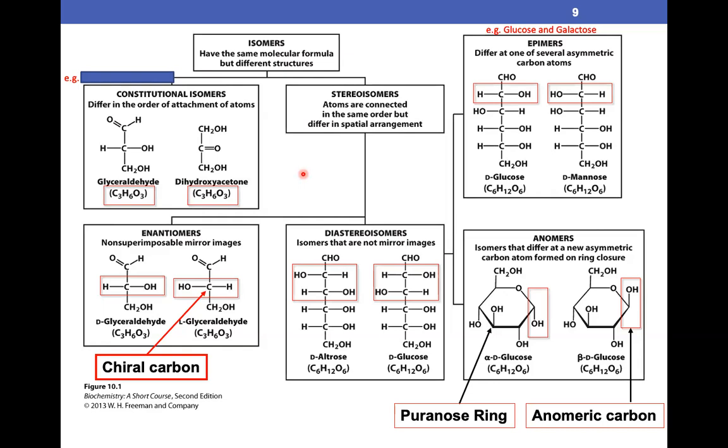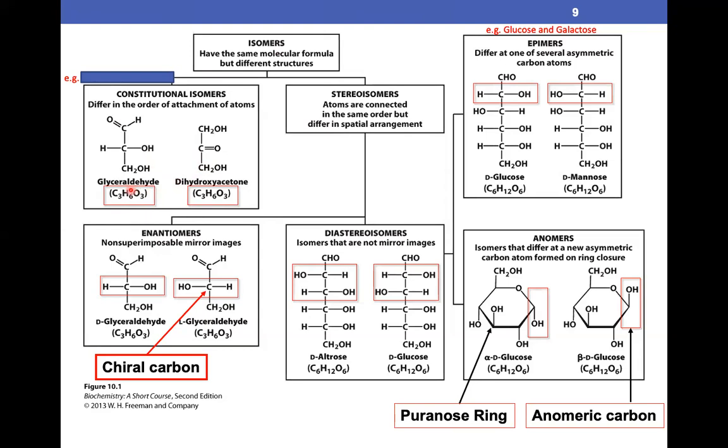So we have these things called isomers. Isomers have the same molecular formula. Remember, molecular formula means that I count my carbons, my hydrogens, and my oxygens, and I see how many there are in total. So I can have structures that have the same molecular formula, but they're actually different in structure. When I write them out as a molecular formula, they're the same, but when I draw them, they look different.